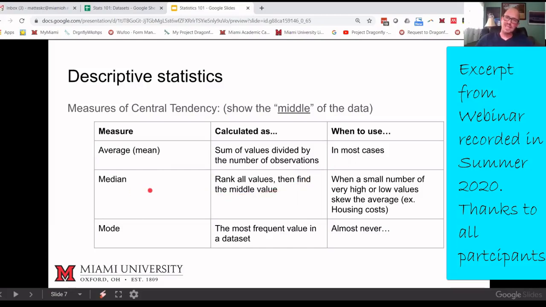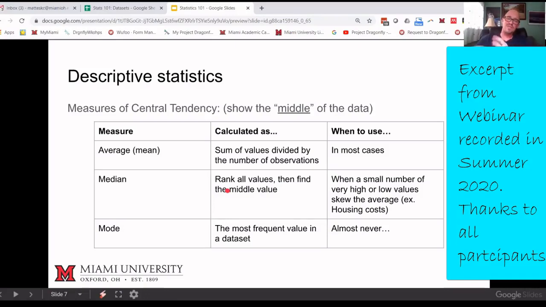The median is the next most commonly used. That's when you rank all the values from the smallest to the largest, and then you just find the value that is in the middle, and that is the median value. And if you have an even number of values, you take the average of the two middle values straddling that middle point, if that makes any sense.